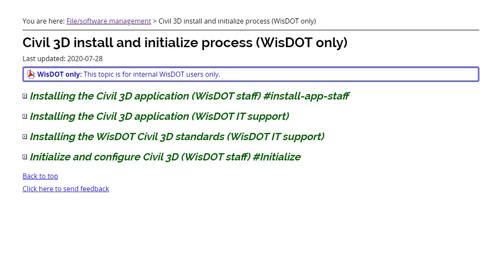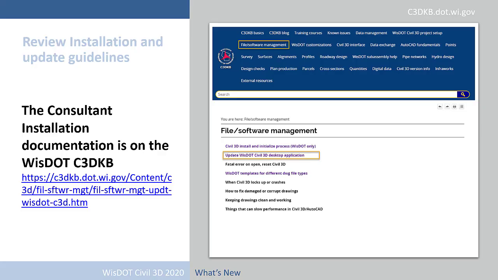The first subsection, Installing the Civil 3D Application, has information about how to do a full Civil 3D 2020 self-install using the Software Center. The last subsection, Initialize and Configure Civil 3D, should be read and understood by all WisDOT Civil 3D users. This covers how to run the desktop install app and how to initialize the configuration. Then there's a subsection about the consultant installation process.